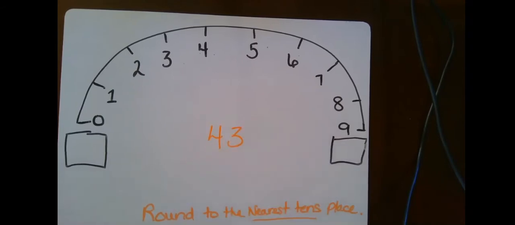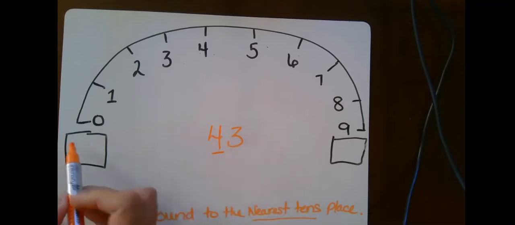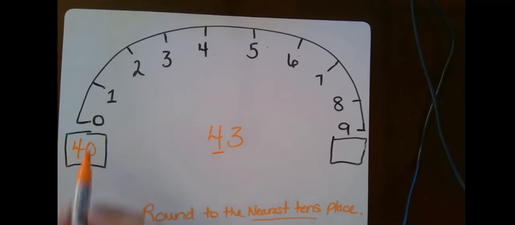43. So when you look at the rounding roller coaster, the first thing you need to do is underline that place you're rounding to, because that's going to tell you what starts over here and what ends over here. So this 4, as we said in class, isn't worth a 4. It's actually worth a 40. And that's always our starting point. Whatever your tens place is, that's your starting point. So 40 is our starting point.